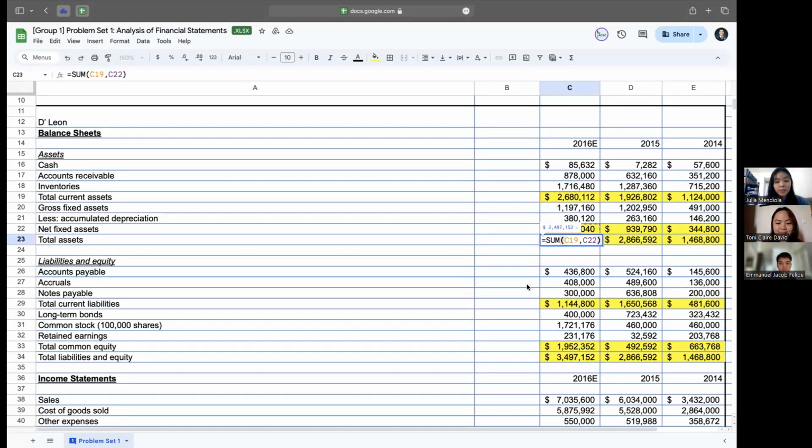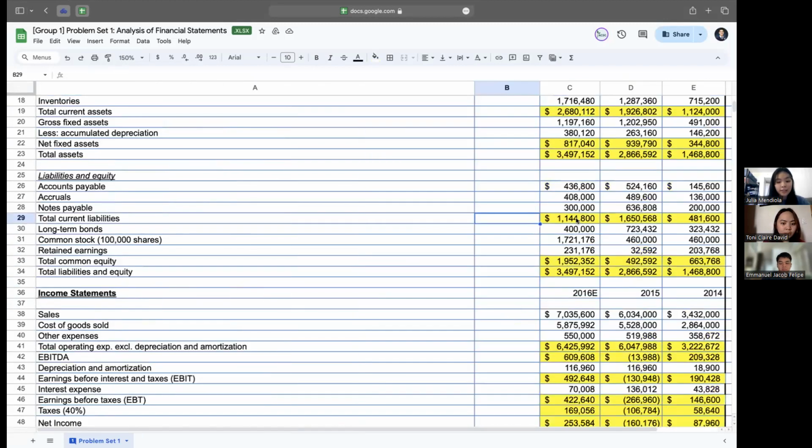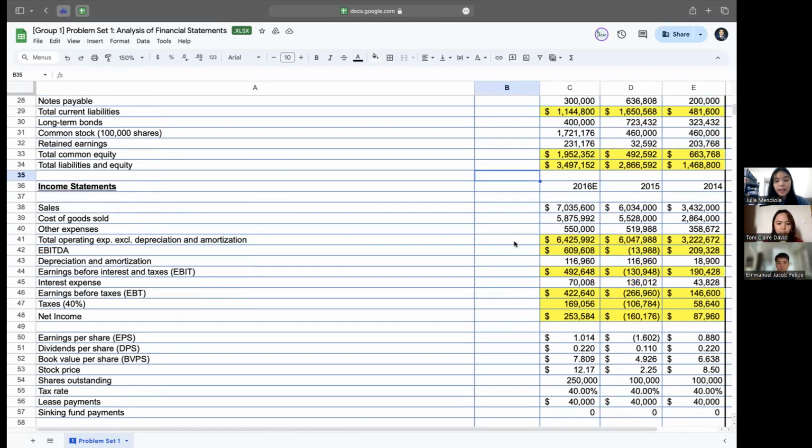Next, we move on to total current liabilities, which we get by adding up accounts payable, accruals, and the notes payable, which is the three rows on top of it. Then to get total common equity, we add the common stock and retained earnings. And then finally, to get the total liabilities and equity, we add the total current liabilities, total common equity, and the long-term bonds.